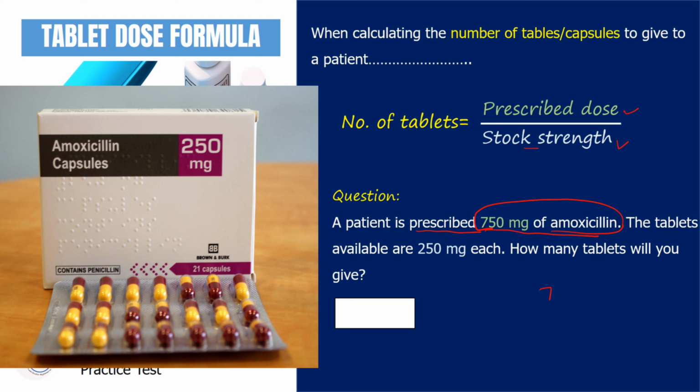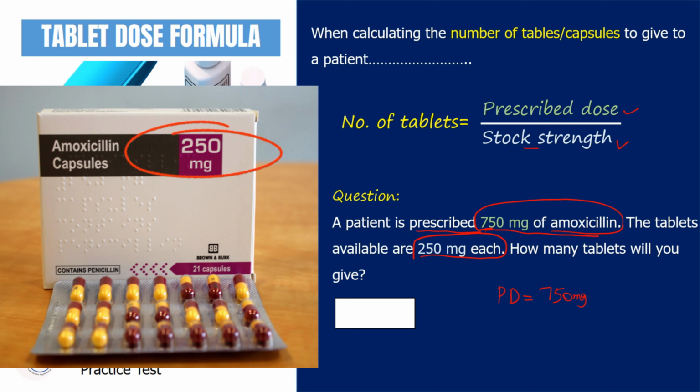So now let's write that down, 750 milligram. That happens to be the prescribed dose. The tablets available are 250 milligram each. The stock strength happens to be the actual dosage form in which the tablet or the medication comes. So let's say you pick a box of amoxicillin, which happens to be an antibiotic. When you look on the box, you can see that they've written the dosage that says 250 milligram each, or let's say 500 milligram each. Now we're looking at this question. It says the tablets are available in 250 milligram each. What this means is that if you pick the box of the amoxicillin, you should see this dosage written on it. So that happens to be the stock strength.